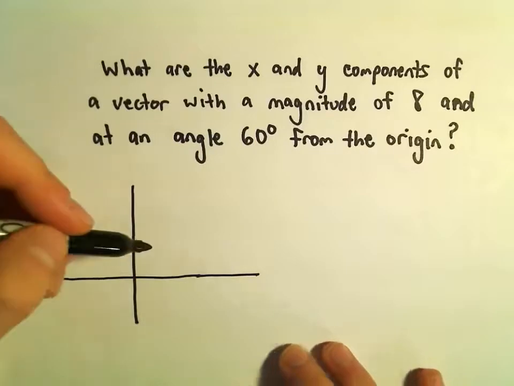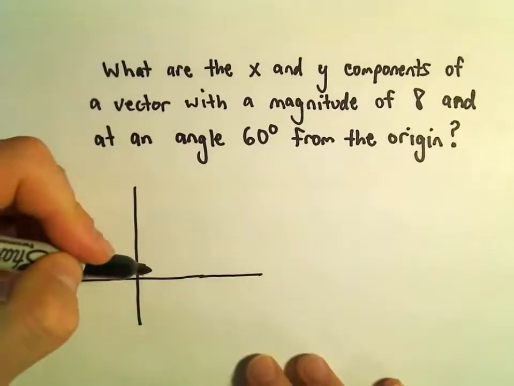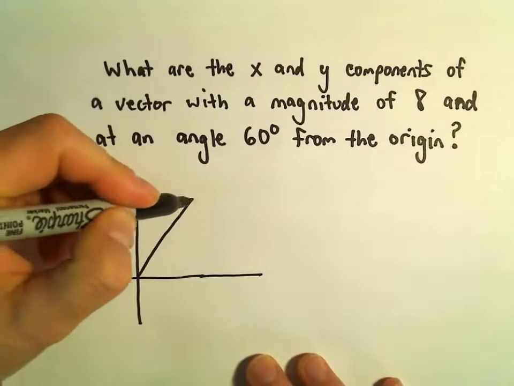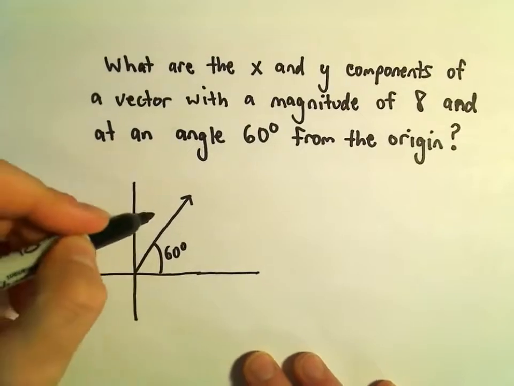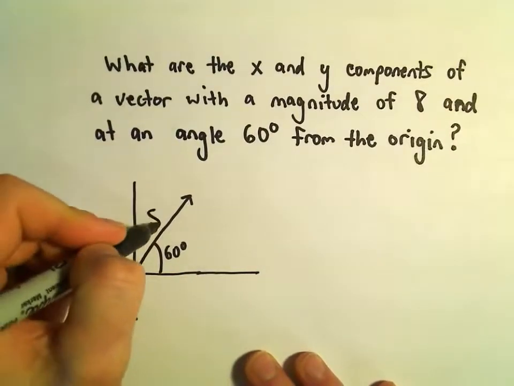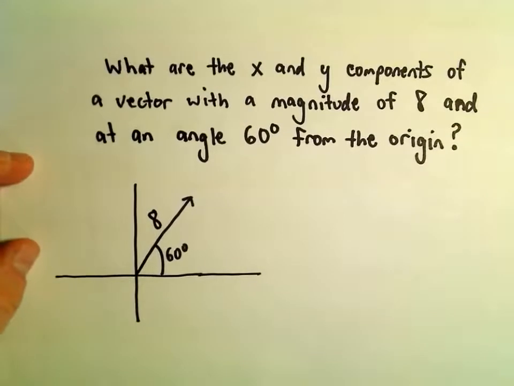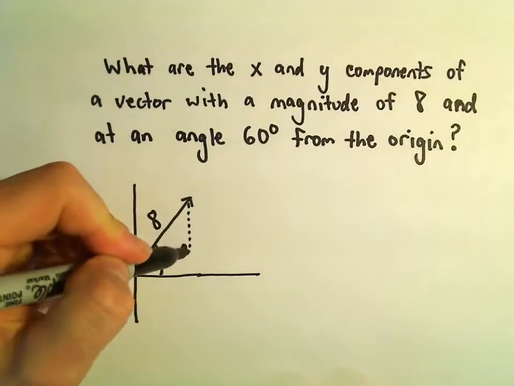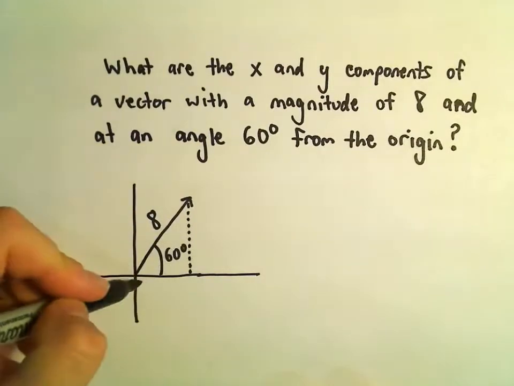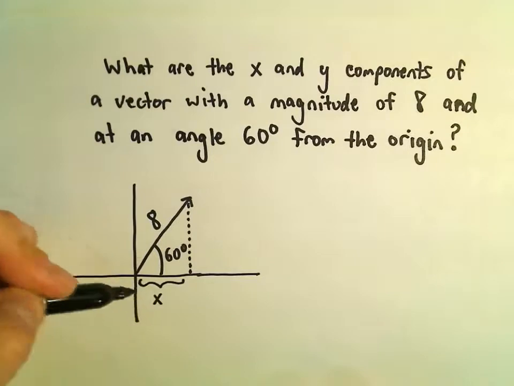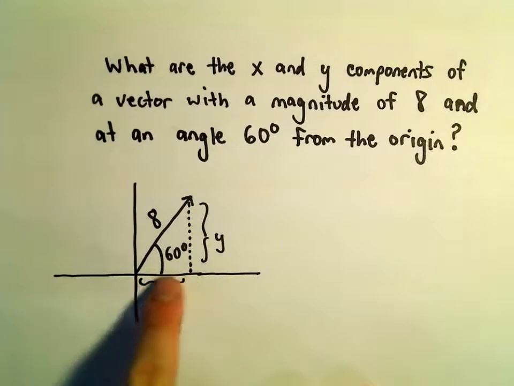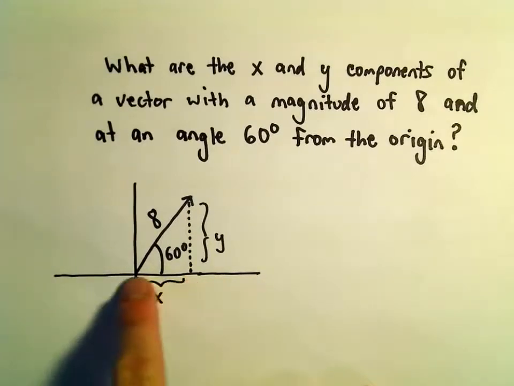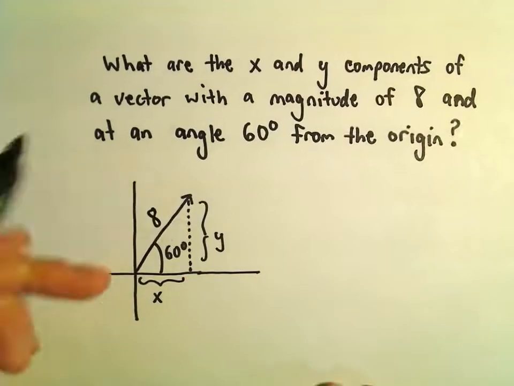So the idea is, okay, we've got a vector, it makes an angle of 60 degrees from the origin. So here's our angle of 60 degrees, and our vector has a magnitude of 8. Again, magnitude in these cases just corresponds to the length of the vector. So really what I imagine is making a little right triangle, and what I'm trying to find is the value for x and the value for y. The value for x will be the first component, and the value for y will be our second component.